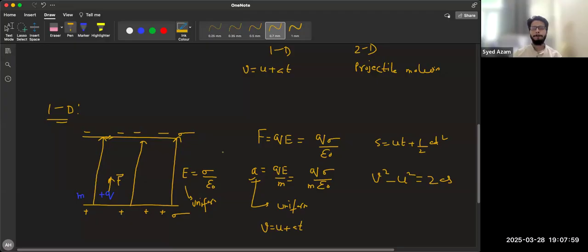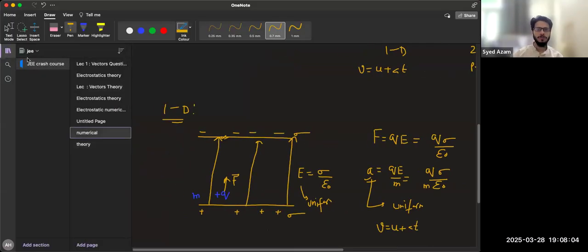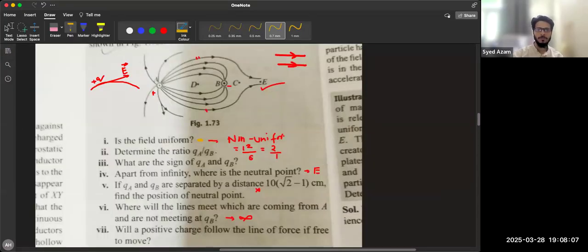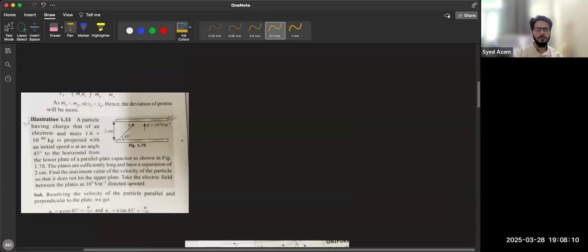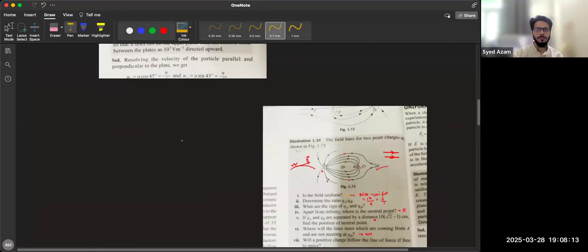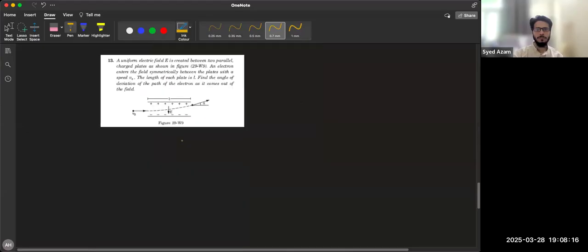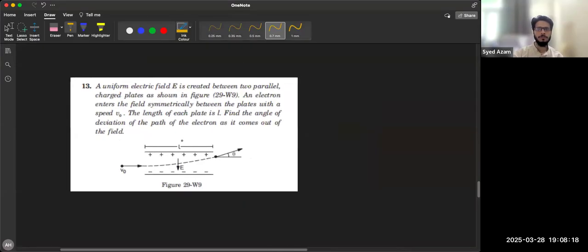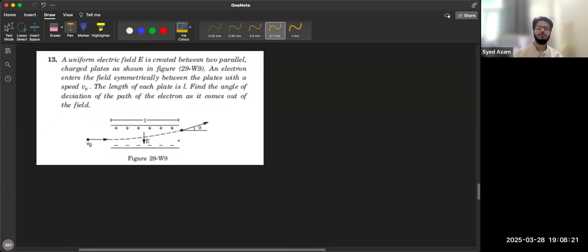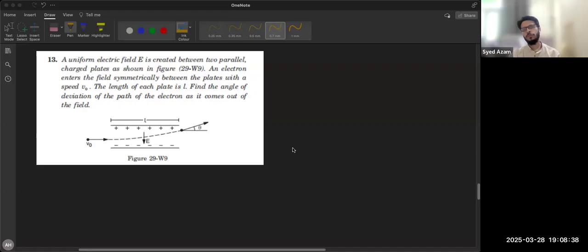Yes, written. Yes, sir. Sure. Let's move on to a two-dimensional problem. Yeah, solve this problem. Do it. First, note down the question, solve it.